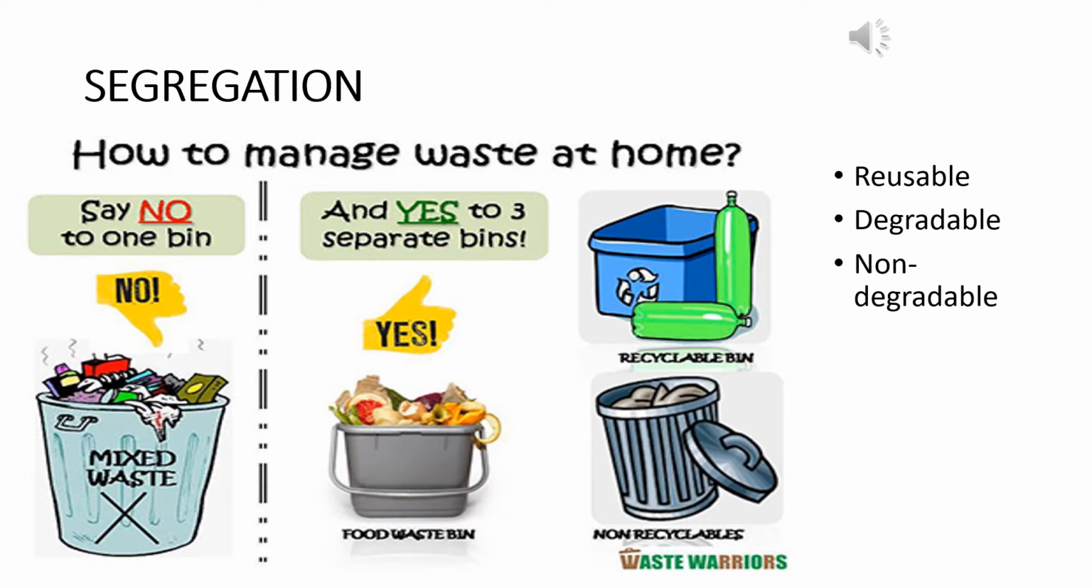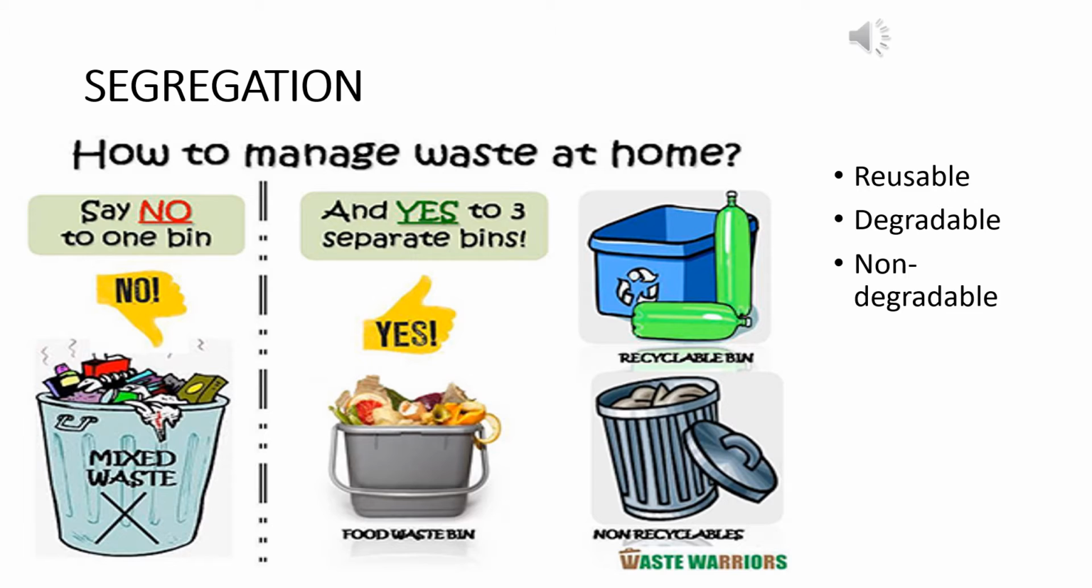Segregation is like not depositing all of the types of wastes in a single bin, but segregating them or separating them on the basis of some properties. Let's look at some of the properties. First, we need to segregate the wastes that can be reused, like plastic bottles or glass containers or metal cans, etc. These reusable things should be separated in a separate bin.